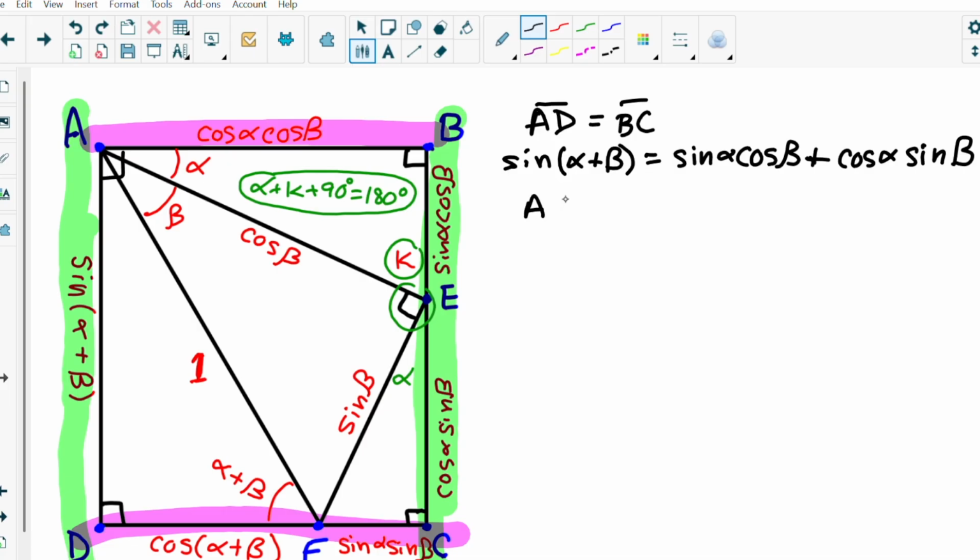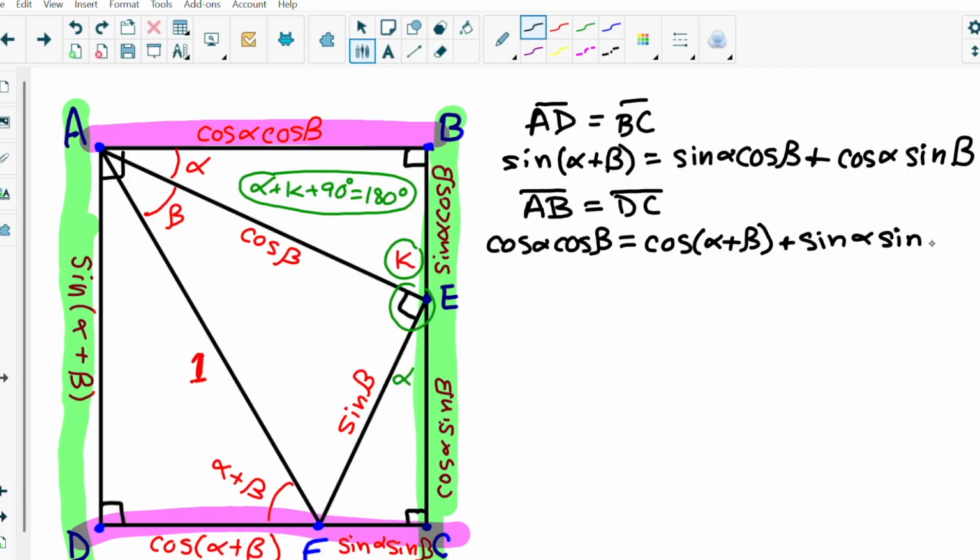Here, I know that side AB is equal to side DC, and I know this because the opposing parallel sides of a rectangle are equal. So side AB, that is cosine of alpha cosine of beta, equals, well, what's side DC? That is cosine of alpha plus beta plus sine of alpha sine of beta. Let me make this look like our cosine sum identity. I'm going to subtract this from both sides. So what do I get? Minus sine of alpha sine of beta equals cosine of alpha plus beta.